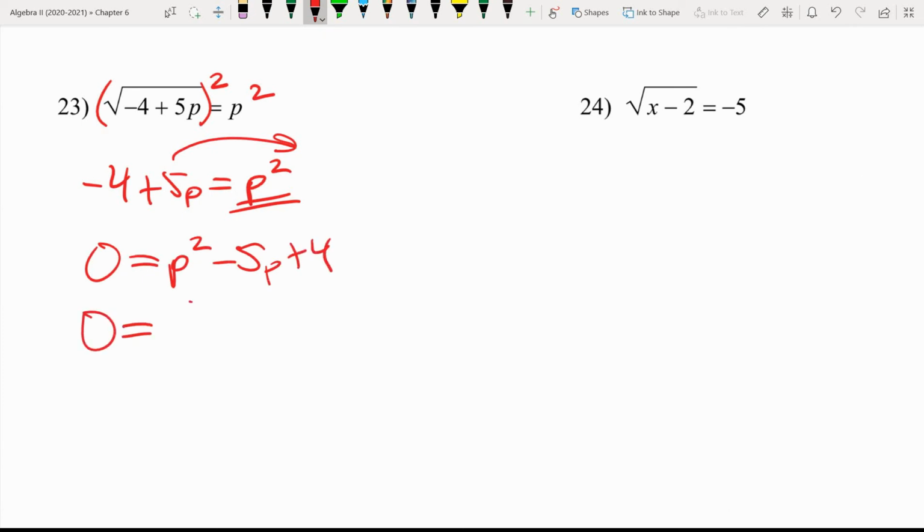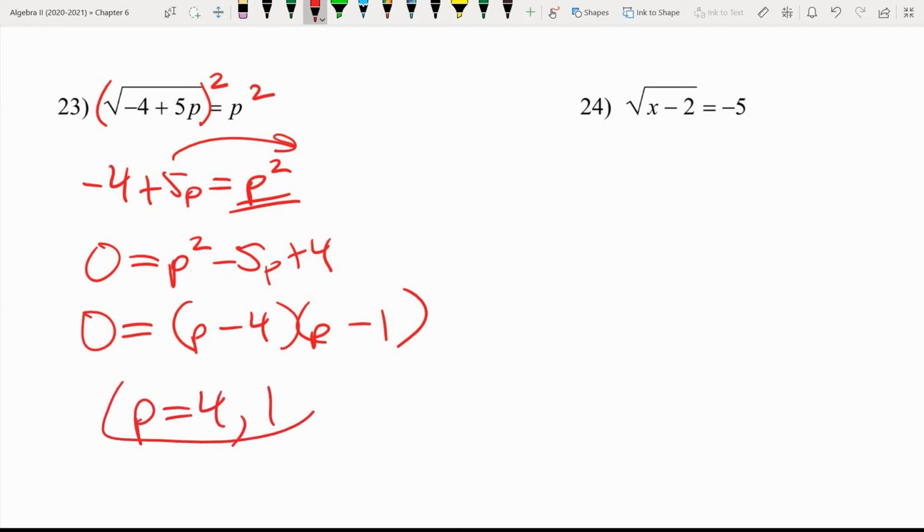And whenever you have a quadratic, if you can solve it by factoring, by all means do that. This ends up being p minus 4, p minus 1. Get that negative 5p in the middle and the plus 4 at the end. So p is equal to 4 and 1. And if you check both of those, they both work with the original equation, no extraneous solutions.